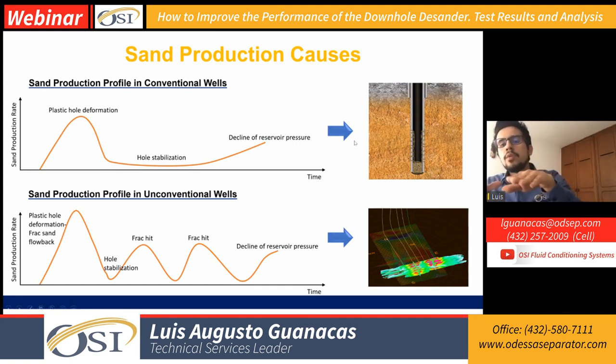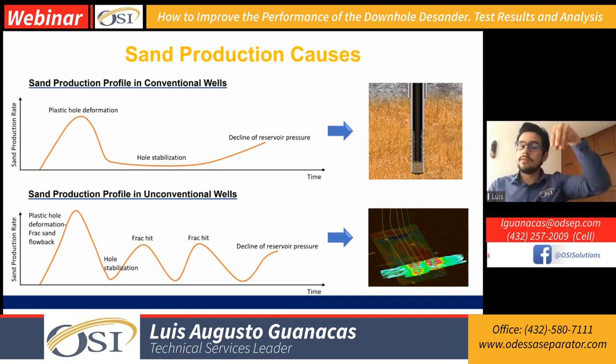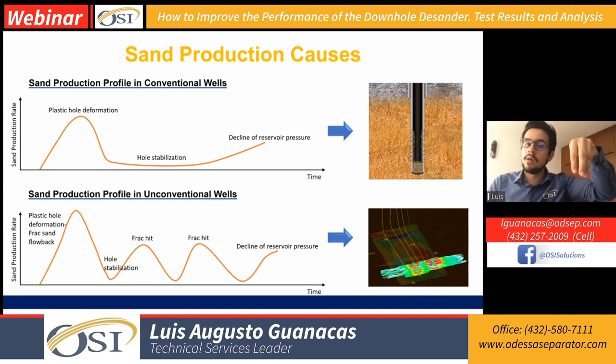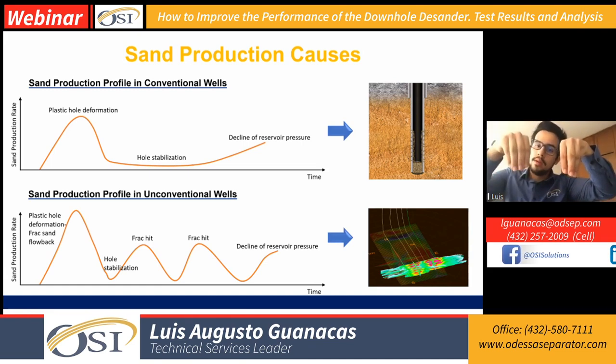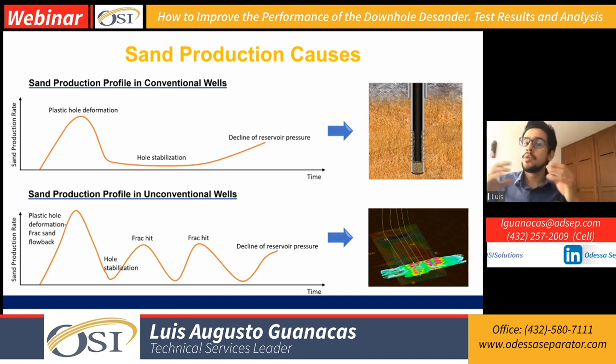Now, if we continue with this curve, we see that there is no hole stabilization. Instead, we see different frac hits. A frac hit is basically the interaction between two wells in the same path. We can call this a neighbor well. So I have one well producing right now, then I'm drilling a new one here, right? The drilling and the frac job I'm doing in this new well is going to affect and create a communication. The communication could be of two types.